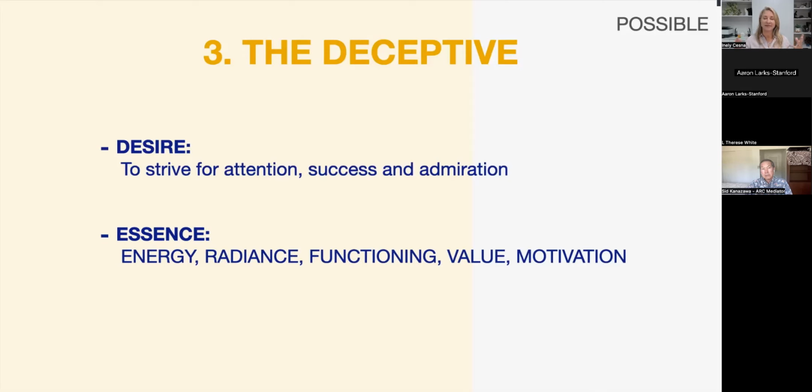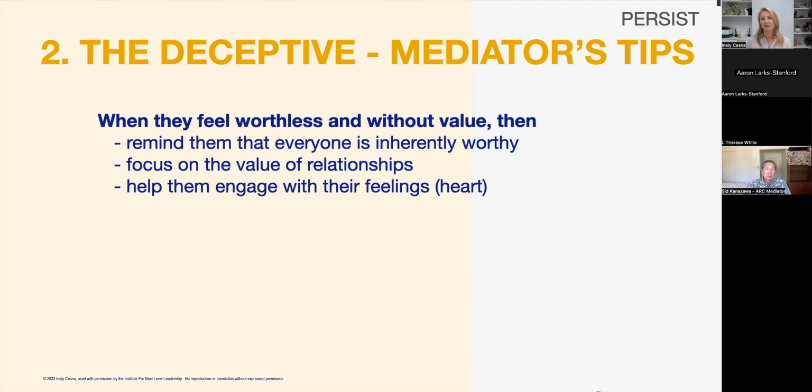It's the essence of radiance. Think of this like the glory of the divine. It's like the sun shining every morning in their glory. And so there's this essence of being in that glory, being in that radiance and finding that value, that functioning, that energy. When we see parties doing this kind of pattern, all of these patterns are so easy for us to judge. But in fact, what we can do instead of judging them is understanding the underlying issue, that they are actually feeling worthless and without value. And so remind them that everyone is inherently worthy.